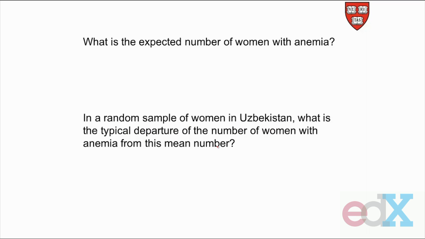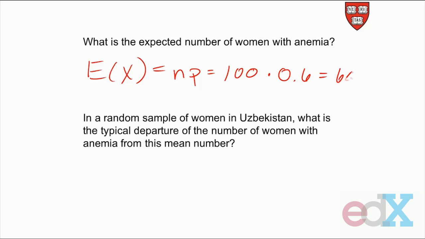Given that, we can calculate the expected number of women with anemia. The expected value of x is equal to n times p. We have 100 women. The prevalence of anemia is 0.6, therefore the expected value of x is 60.